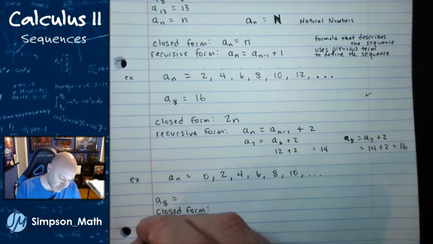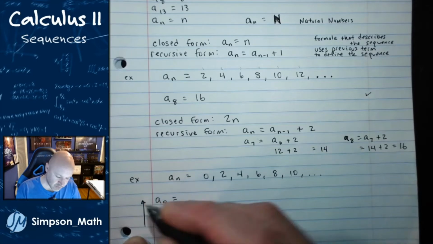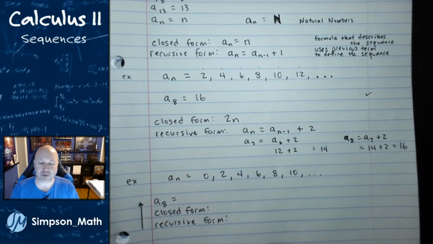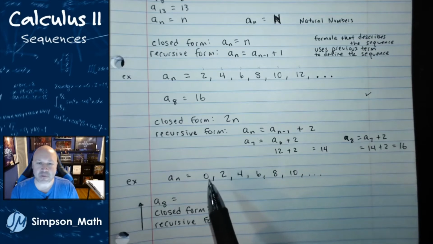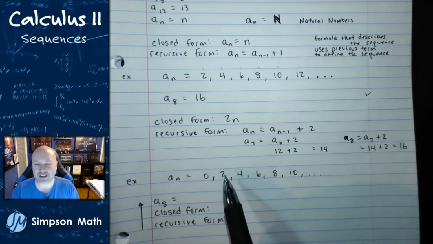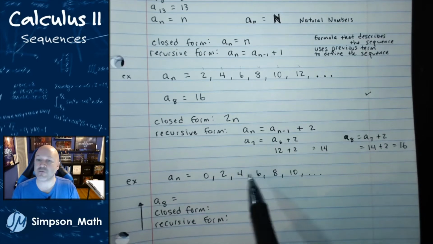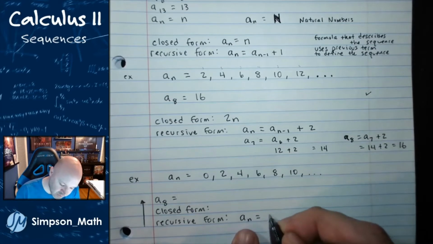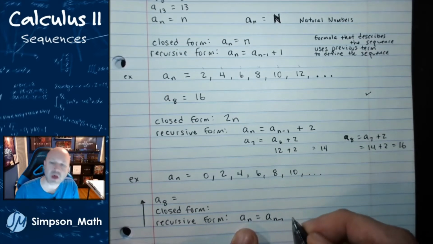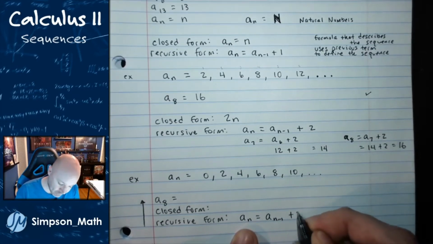I think I'm going to go in this order. Recursive form is a little bit easier for me. And this is very similar to last time. To get from 0 to 2, I'm adding 2. To get from 2 to 4, I'm adding 2. To get from 4 to 6, it's the same thing. The nth term of the sequence will be the previous term plus 2 again.